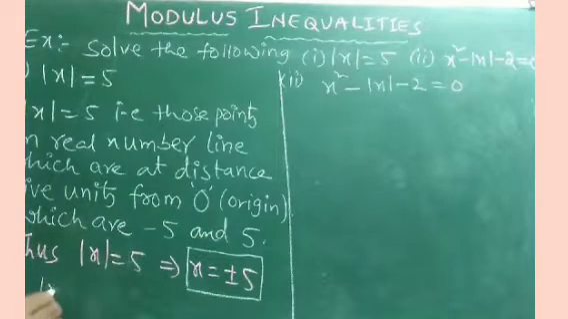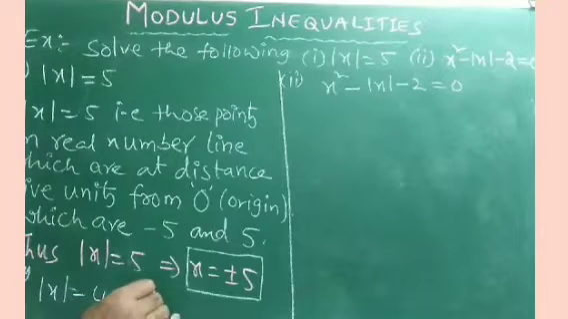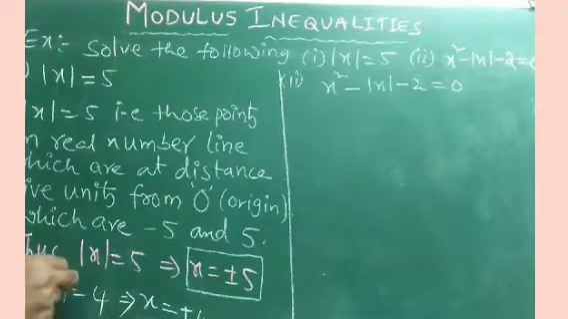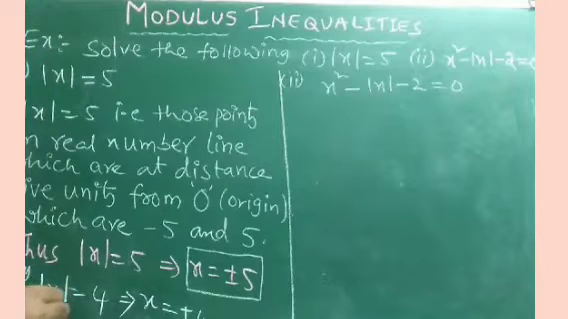Similarly, if modulus of x is equal to 4, then what is the value of x? You know, x can be plus or minus 4, right? So please remember that when you remove the modulus, we need to write plus or minus, because it is nothing but the directional distance from the origin.